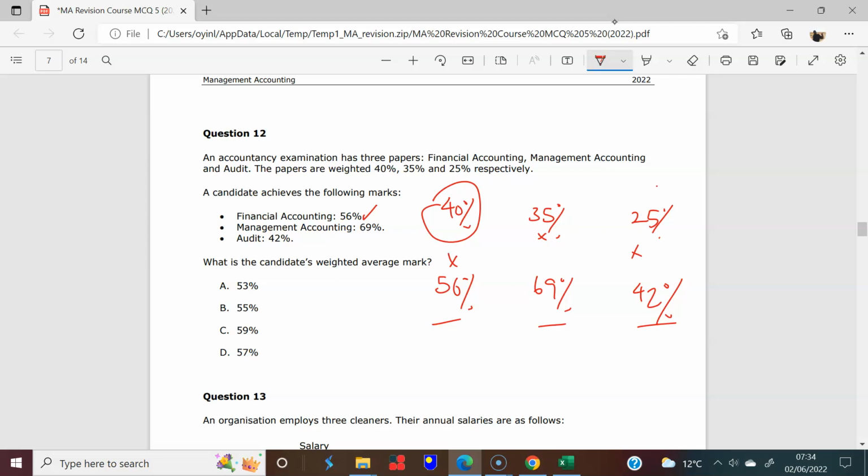0.4 times 0.56. Here you have 22.4%. And then you have 0.35 times 0.69. And here you have 24.15%. And then here you have 0.42 times 0.25. And here you have 10.5%. Add these all together. 0.2415 plus 0.224 plus 0.105, and you have 0.57. So 57% in effect becomes your weighted average mark. So you're just taking their share, if you like, as you're going along. Right.